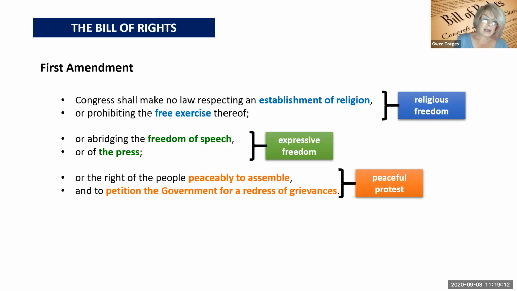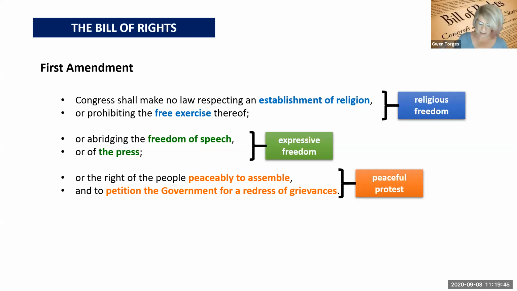And then finally, these last two clauses are also a part of expressive freedom because, taken together, the people have the right to peaceably assemble and to petition government for redress of grievances, which essentially, those two clauses taken together, are the right of peaceful protest. So it's not only that you have the right to expression, words and ideas, the Constitution protects a certain degree of expressive conduct.